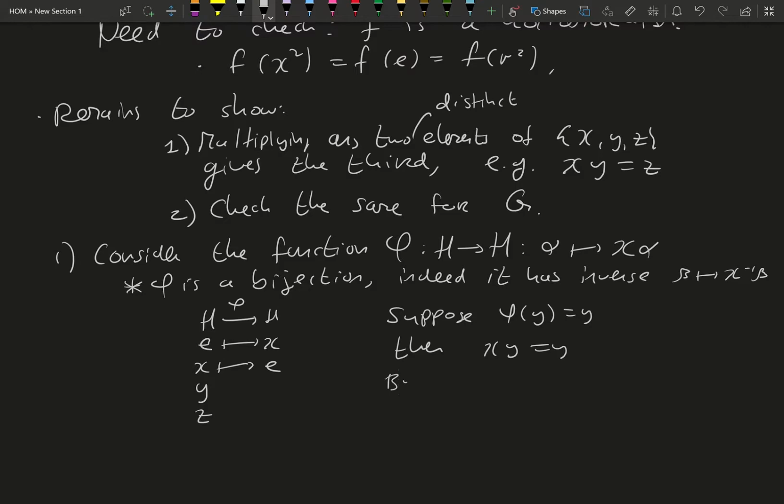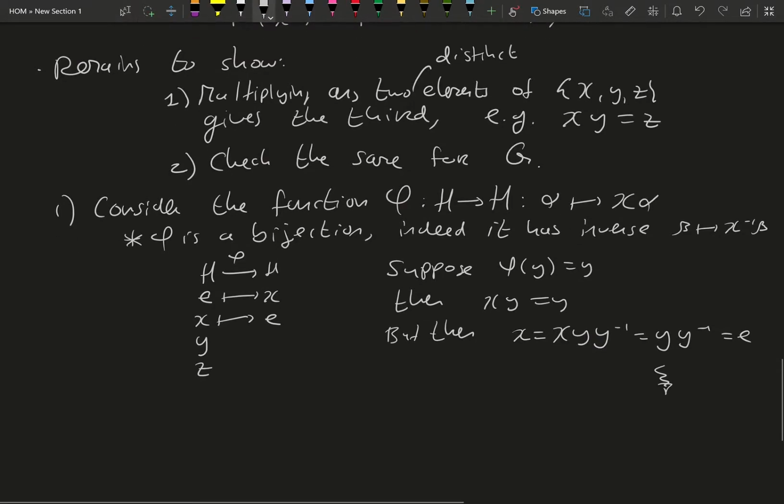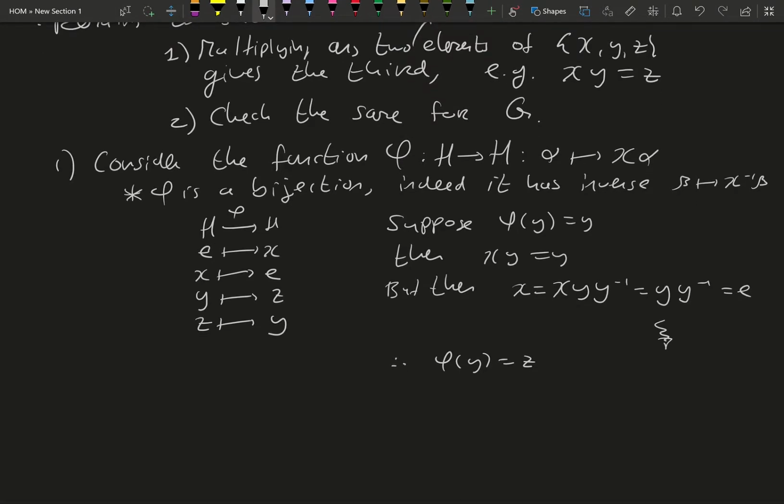But then we can cancel Y on the right side. We can write X as X, Y, Y inverse, which is then Y, Y inverse, which is E. But X was not the identity element. So phi of Y must be Z. And because we had a bijection, we know that Z must then be Y. So from this argument it follows that XY is Z and XZ is Y.